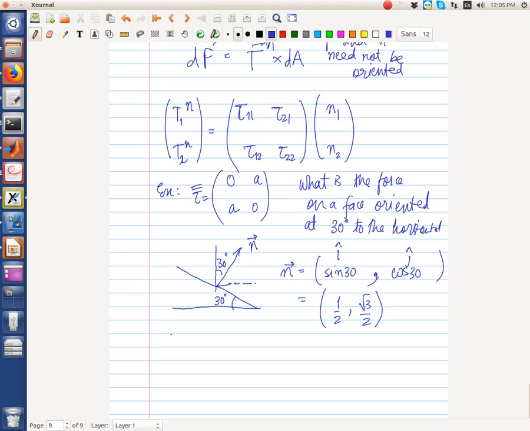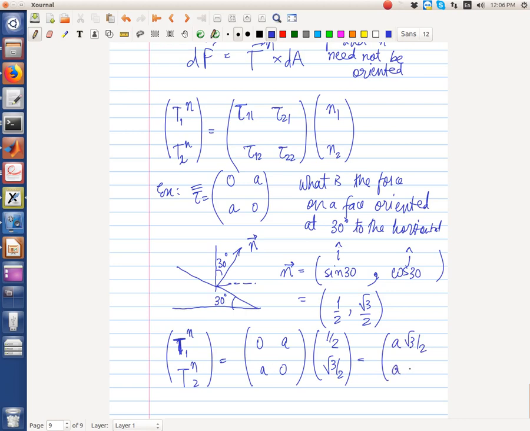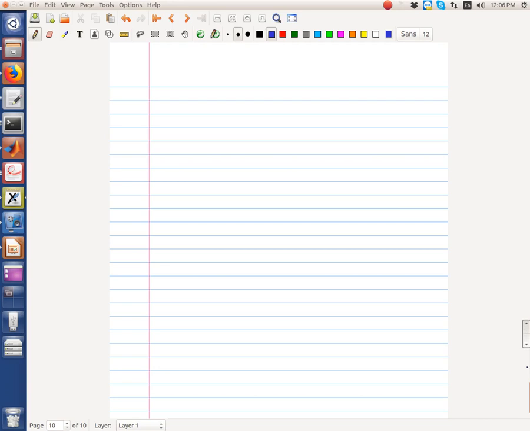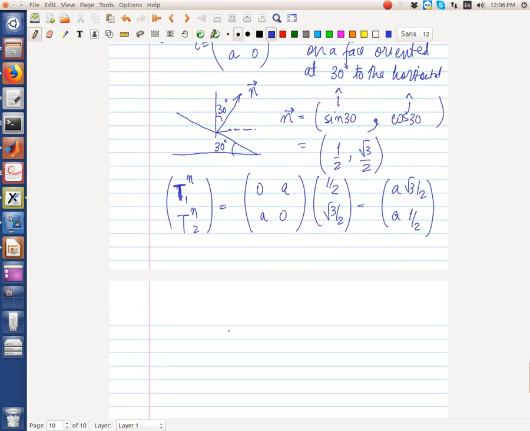So now what is the state of stress? The traction vector t of n is thus equal to 0 a 0 multiplied by half and square root of 3 by 2. What is this multiplication? This multiplied by this plus this multiplied by this. So this is equal to a into square root of 3 by 2. Similarly, a into half plus 0 into square root of 3 by 2, that is a into half. Okay. So the force in this particular example has this orientation.